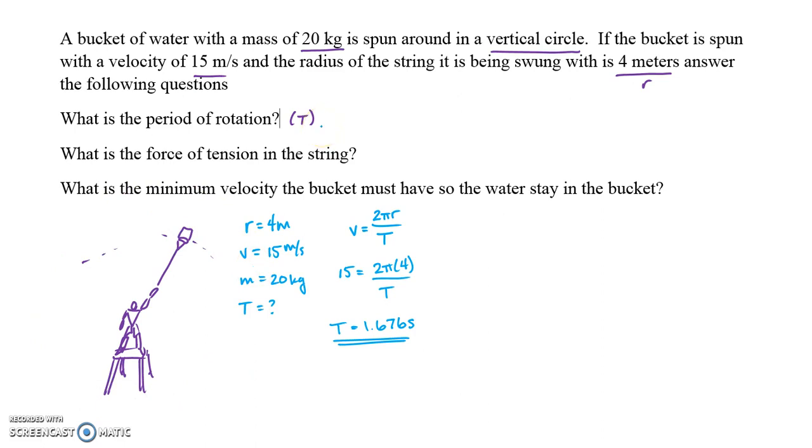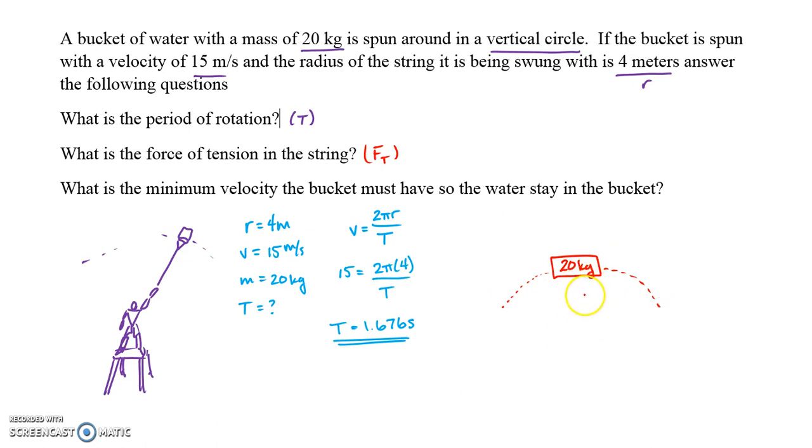The second question, so let's change colors here, is what's the force of tension? So we're looking for F of T in this one. Well, if we're looking for forces, got to draw ourselves a nice force diagram. So let's do that. We've got a 20 kilogram bucket, and again, we are spinning a circle over our head, so it's perfectly vertical. So we've got this going on here.